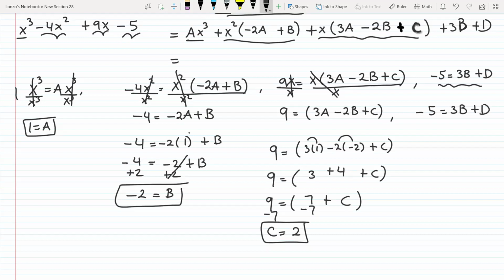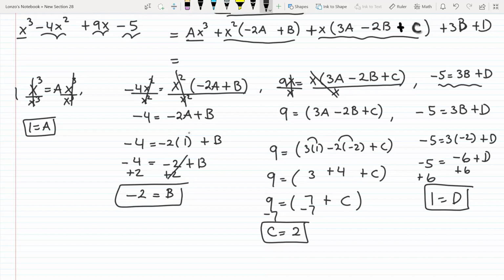Okay. And then lastly, I could find my d because I have my b value, right? So this would be negative 5 equals 3 times b, which we said was negative 2, plus d. 3 times negative 2 is negative 6 plus d. Add 6 to both sides. 6 minus 5 is 1 equals d. Okay, so I have my d value.